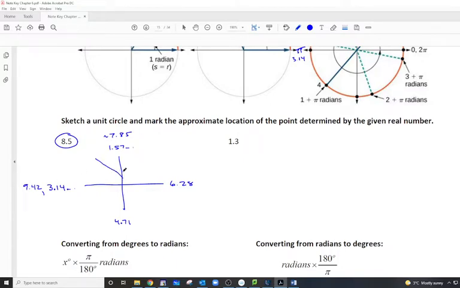I don't care where. Oops, I gotta go to the vertex. There we go. Somewhere in there, okay? Approximate location. Approximate location is somewhere in quadrant 2.